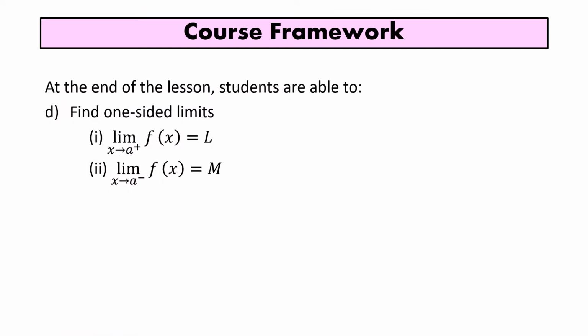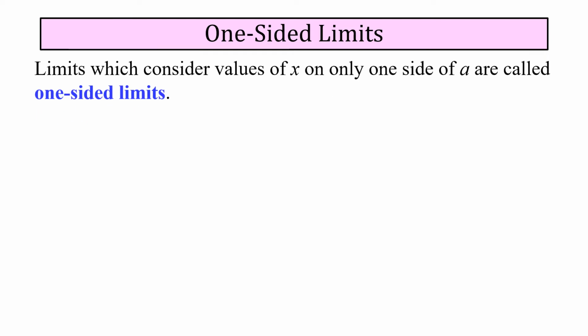At the end of this video, students should be able to find one-sided limits, where the limit as x approaches a from the right of f(x) equals L, and the limit as x approaches a from the left of f(x) equals M. Limits which consider values of x on only one side of a are called one-sided limits. One-sided limits can be divided into two.